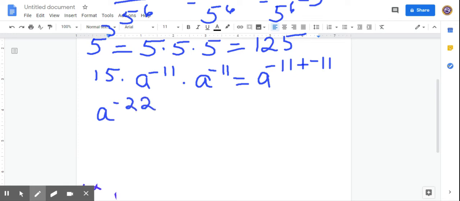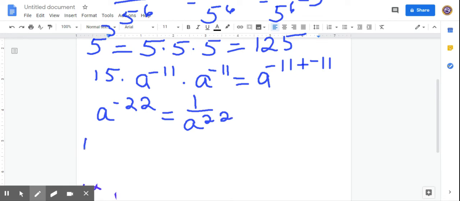Now we can't leave a negative exponent as our answer. So it's going to be 1 over a to the positive 22nd, because to get rid of a negative exponent, we take its reciprocal.